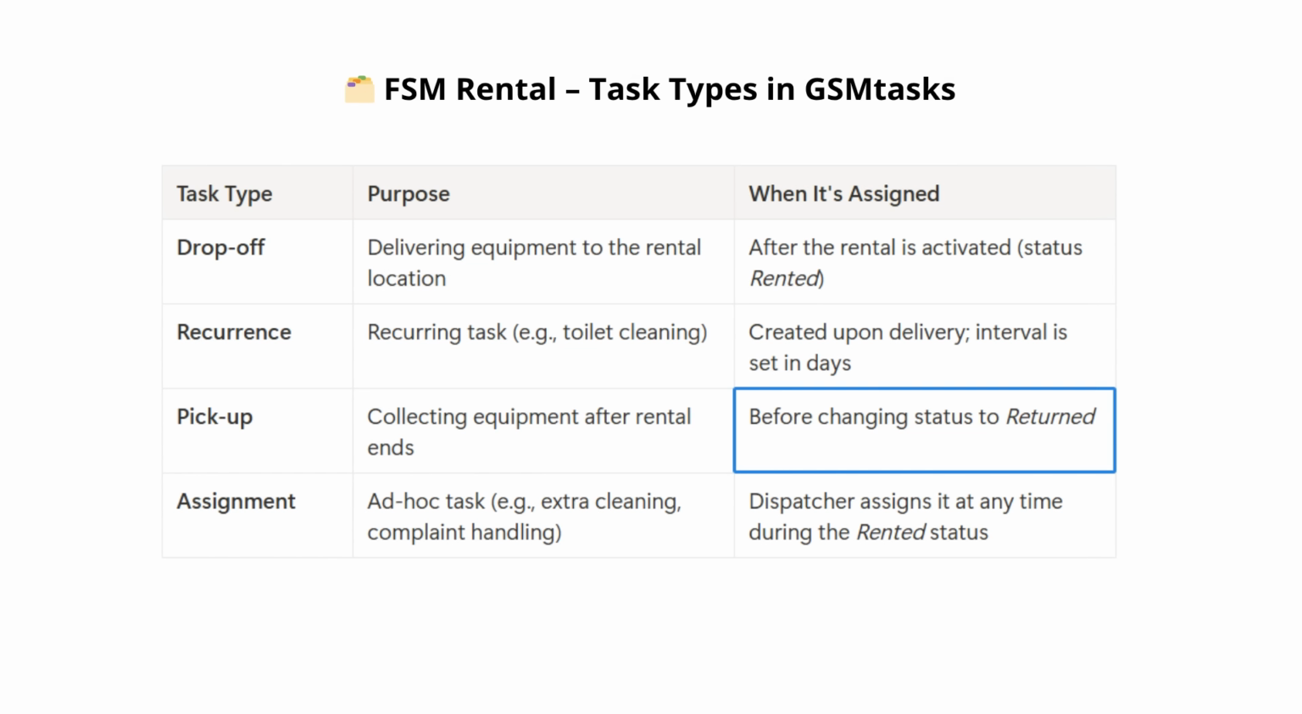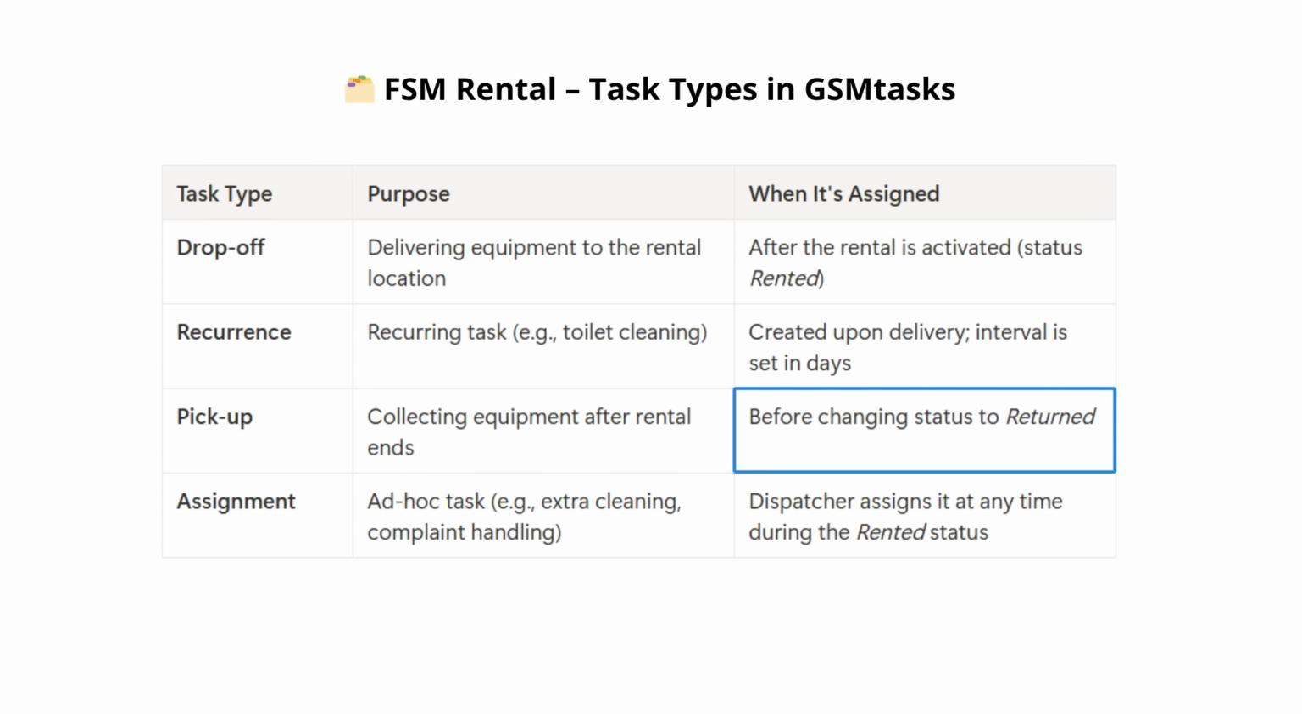FSM Rental uses 4 key task types in GSM tasks to manage field operations efficiently. The drop-off task is used to deliver equipment to the customer. It's created as soon as the rental is activated. Recurrence tasks are used for regular services, like toilet cleaning. They're automatically generated upon delivery and follow a set interval.